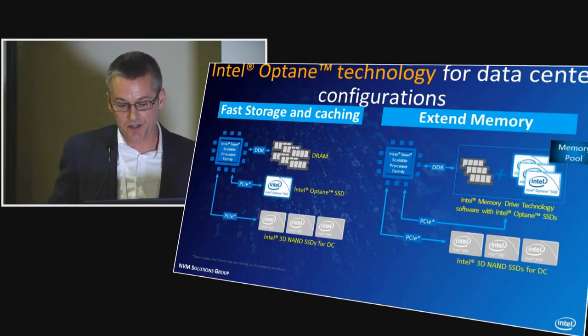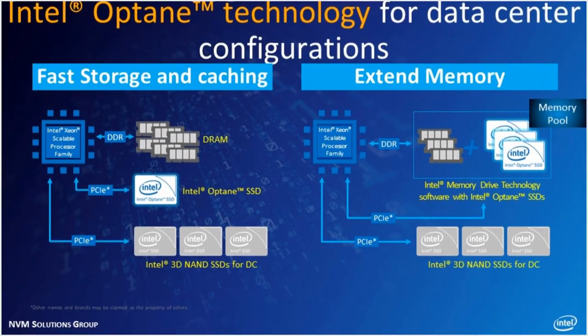From a data center configuration standpoint, we'll have a number of products that are supported today. In the interest of time, I'm not going to spend too much time on this, but on the left-hand side is a traditional storage or caching usage model where Optane can play a role, lower capacities. You're still having solutions that incorporate 3D NAND-based solutions. And then on the right-hand side, you can also use Optane as extended memory with a product that we call Intel Memory Drive technology, which is essentially an Optane SSD and software that will allow the system to pool the DRAM and the Optane SSD as one memory pool.